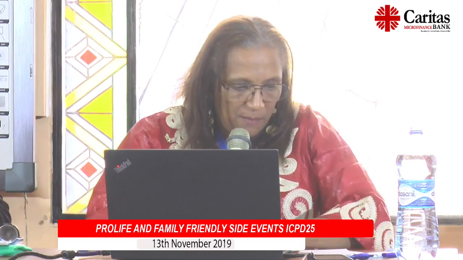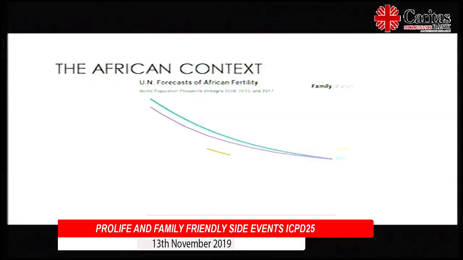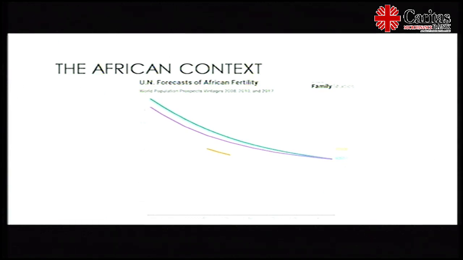The second is that these estimates, if you look at UN estimates and forecasts of African fertility, they tend to increase. Let me explain this slide just a little bit. What it's showing with the orange line is estimates of fertility rates from 2008. What it shows in the green line is estimates from 2017, and purple is 2010.